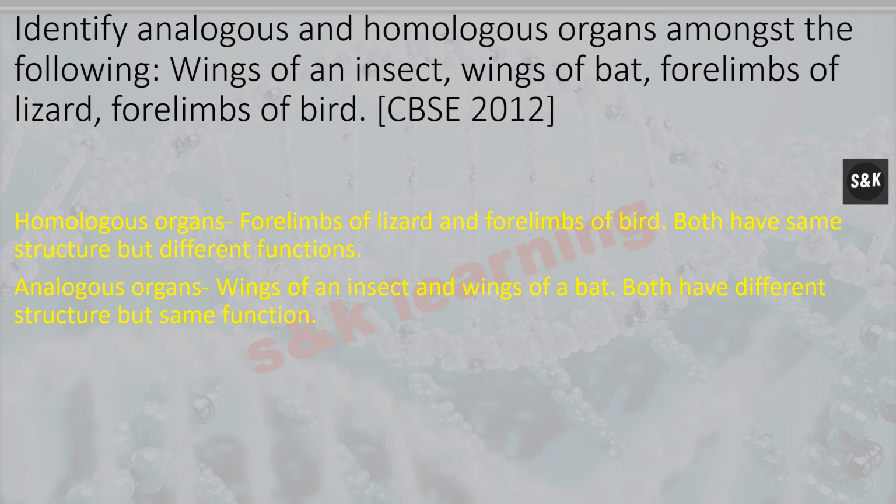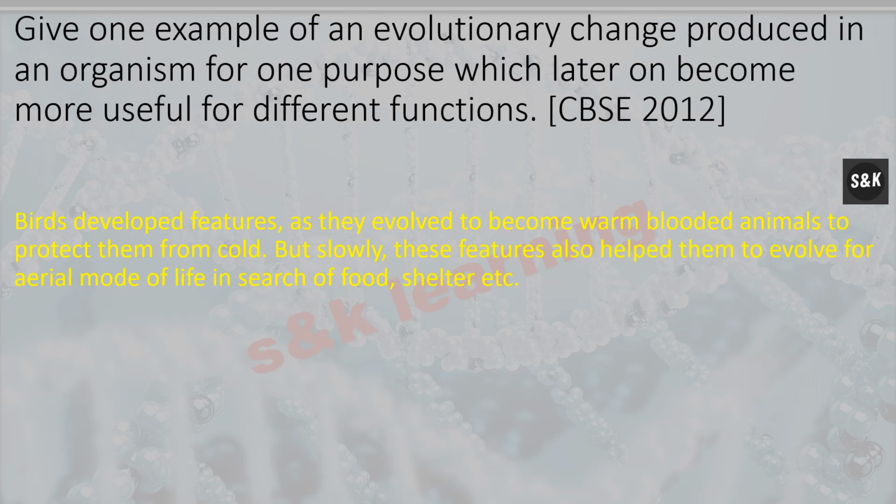Identify analogous and homologous organs amongst the following: wings of an insect; forelimbs of lizard and forelimbs of bird both have the same structure but different function. Give one example of an evolutionary change produced in an organism for one purpose which later became more useful for a different function. Birds developed feathers as they evolved to become warm-blooded animals, to protect them from cold, but slowly these feathers also helped them evolve to an aerial mode of life in search of food, shelter, etc.